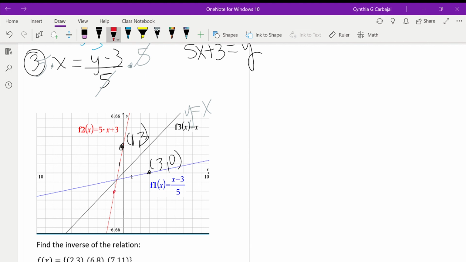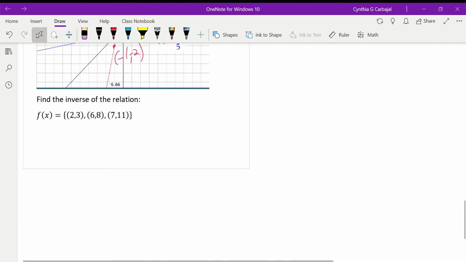That's negative 1, 2. So the opposite would be... so you switch them. So that would be 2, negative 1. And 2, negative 1 is right there. So it is on the inverse graph, or graphed line. So that's correct.